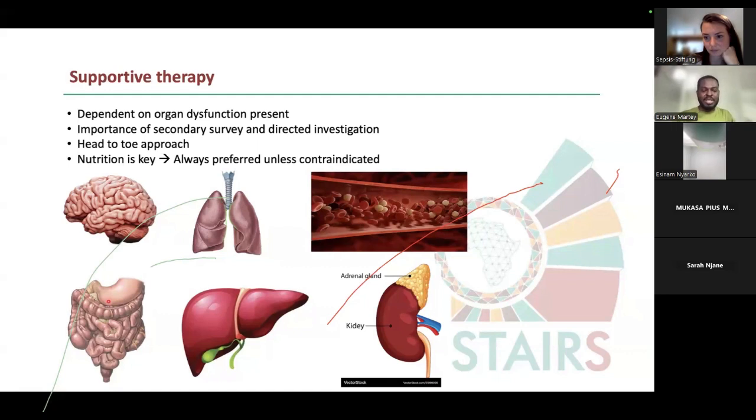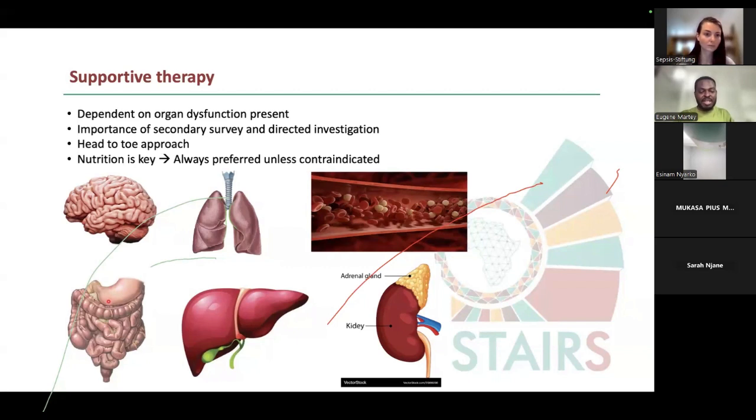So when you take the CNS, is the patient encephalopathic? Is the patient having seizures? You need to address all these things, okay? Is the patient hypoglycemic? You need to ensure that the patient has euglycemia. Is the patient in respiratory distress or in respiratory failure? That is where your respiratory support also comes in.